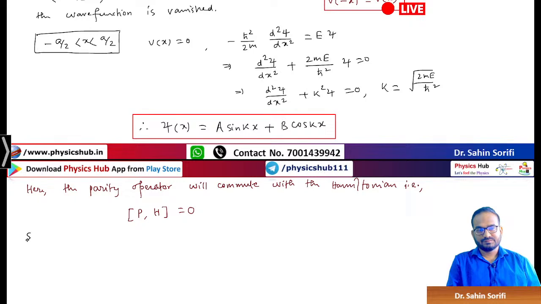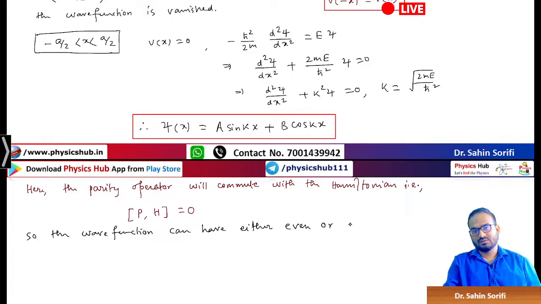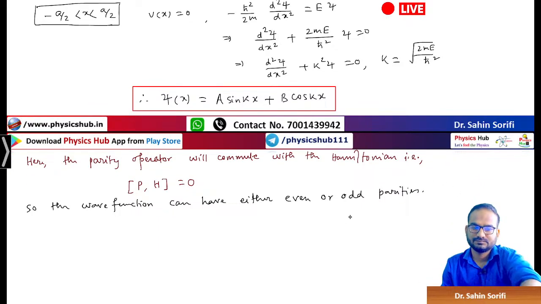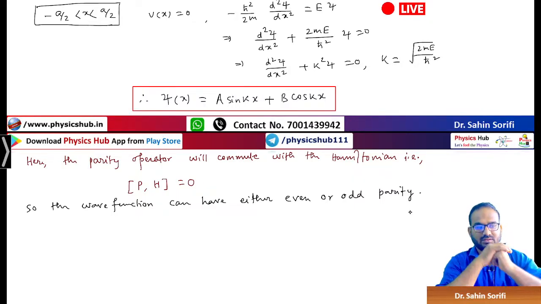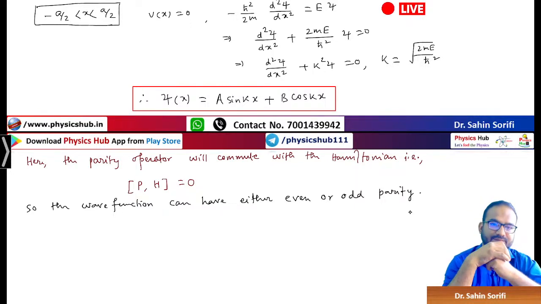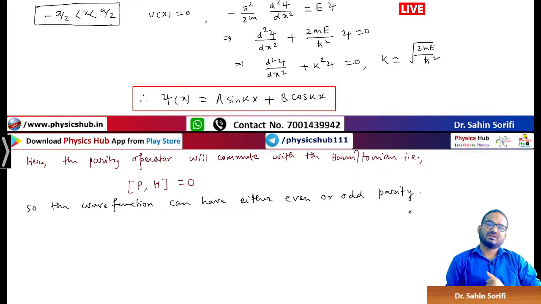So if this is so, we can write that the wave function can have either even or odd parity. Even or odd, symmetry or parity.